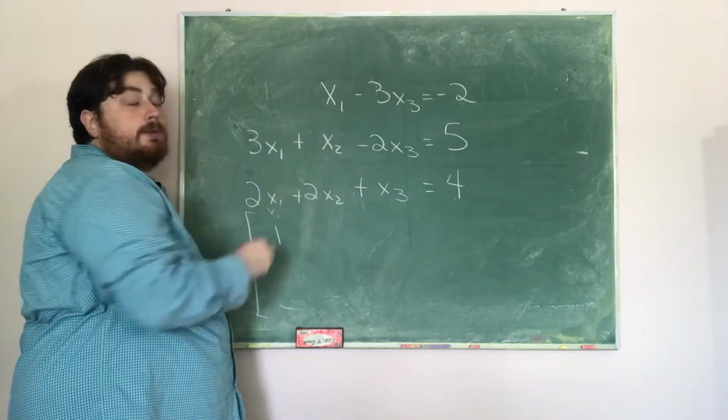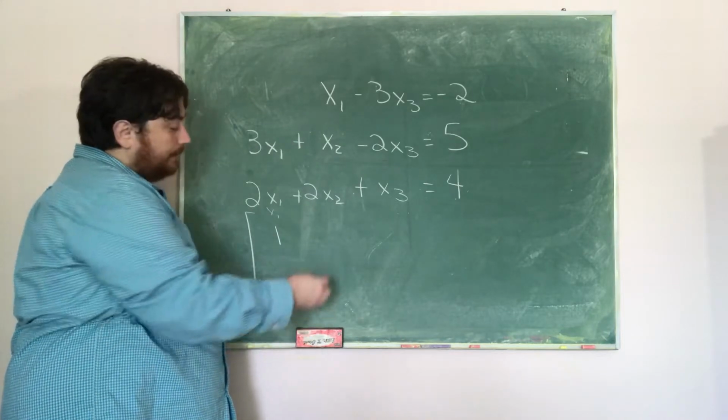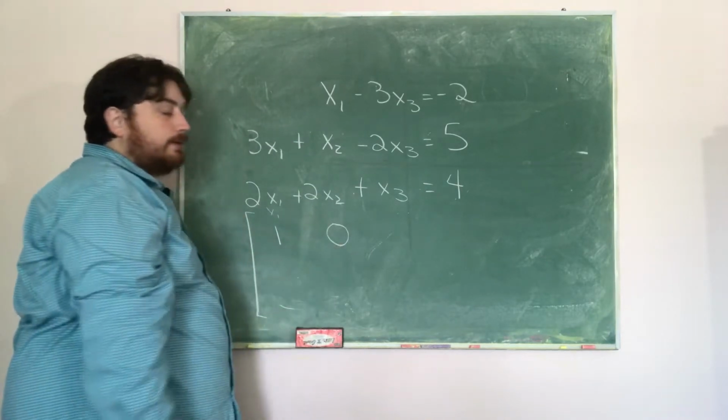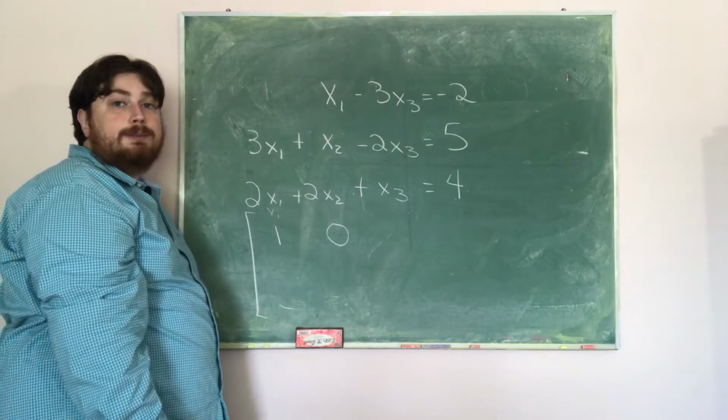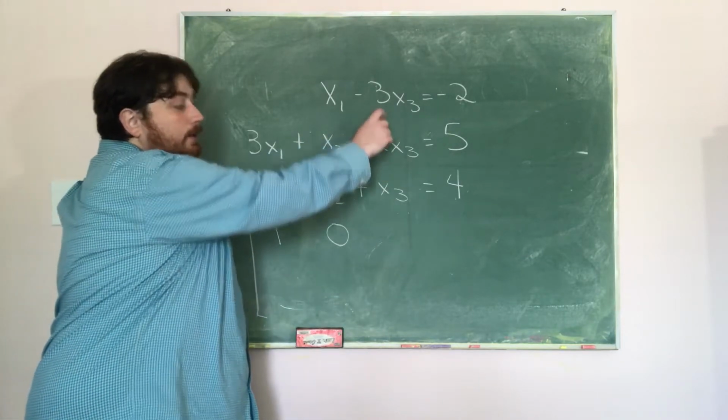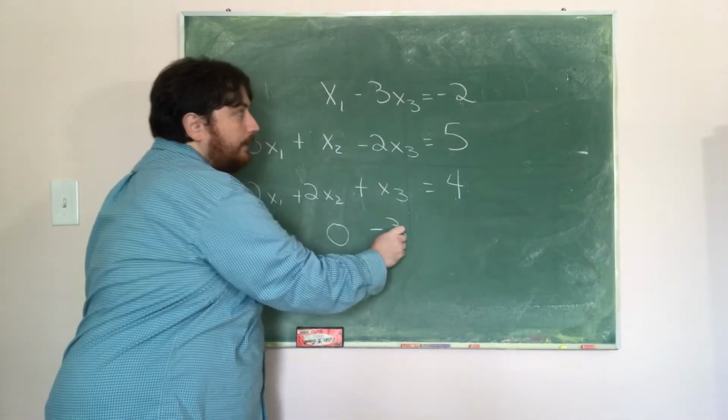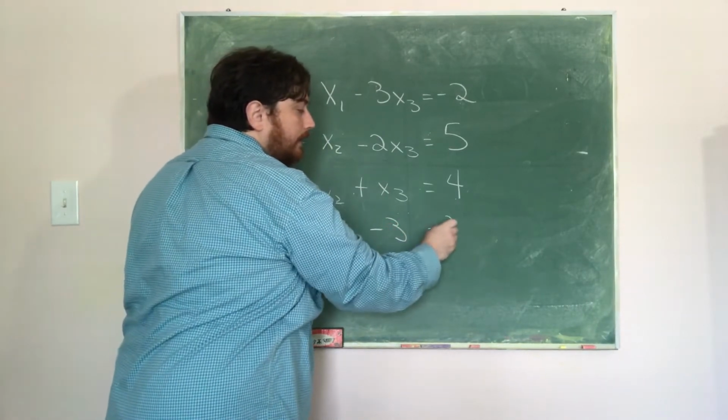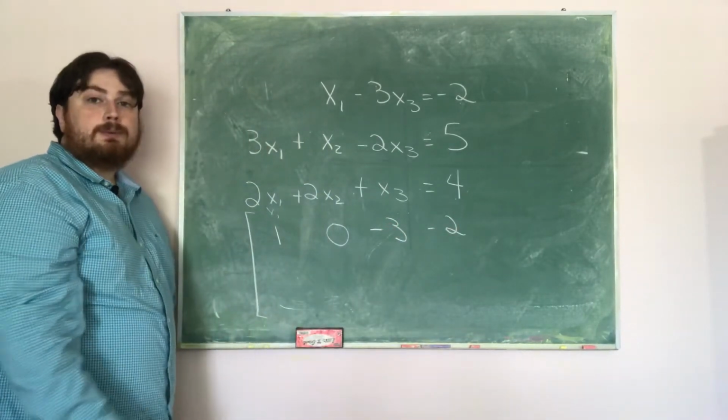Because there is no x2 written, that means the coefficient in front of x2 is 0. So the entry in my first row, second column is going to be 0. The coefficient in front of x3 is negative 3, and the constant is negative 2. And so I'll have the first row.